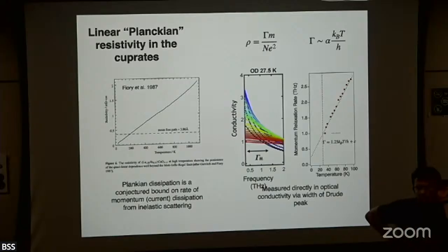More fun with the plot on the right, but the one on the left, don't we expect a linear increase in resistivity for high temperatures anyway? Okay, so that's a good question, and if I get to it, I'll talk about our recent experiments using nonlinear optics where we address this issue. But the question was, don't you expect linear T resistivity in a metal?